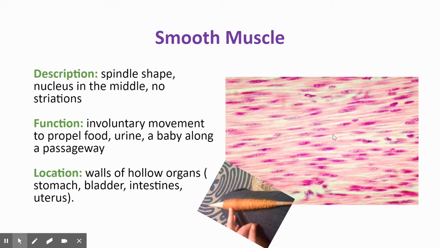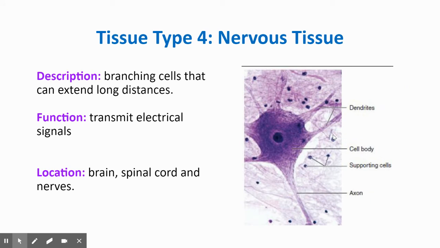All right, so those are our three muscle cells. We've got skeletal, cardiac, and smooth. We're going to round out our last tissue type with nervous tissue. And to be honest, we're not going to spend a ton of time on nervous tissue because we'll get to this when we do the nervous system. So for right now, I just want you to know that the tissue that makes up your brain and your spinal cord is going to be made up of nervous tissue. Your brain and spinal cord are part of your nervous system. The function of this tissue is to transmit electrical signals.